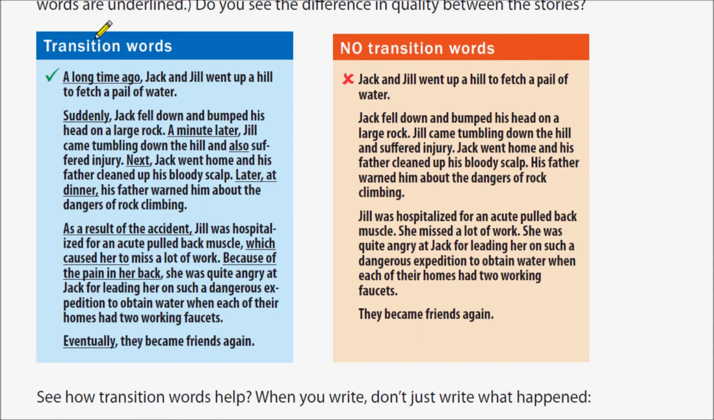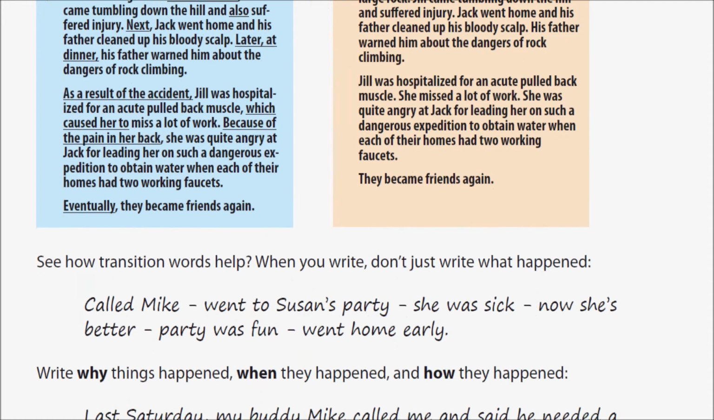But here we have a story. It's basically the same story, but this has transition words and this does not. Okay, transition words are underlined, like a long time ago, suddenly, next, because, this sort of thing, and it makes it just flow. So just download this yourself, read this, and you'll see how this works. Try to use transition words because it makes it just flow a lot better, and it shows the relationship between things.